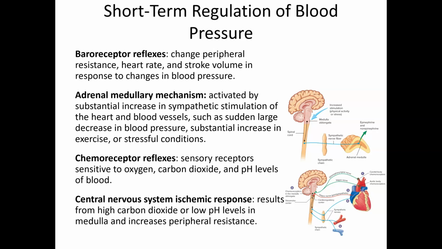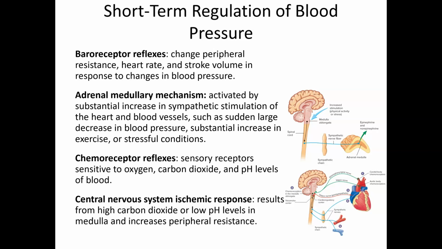So let's say we do have a decrease in oxygen, increase in carbon dioxide, and decrease in pH. Then we are going to have a decrease in the parasympathetic stimulation of the heart, which would cause an increase in heart rate. We would increase sympathetic stimulation of the heart, which also causes an increase in heart rate and also an increase in stroke volume.